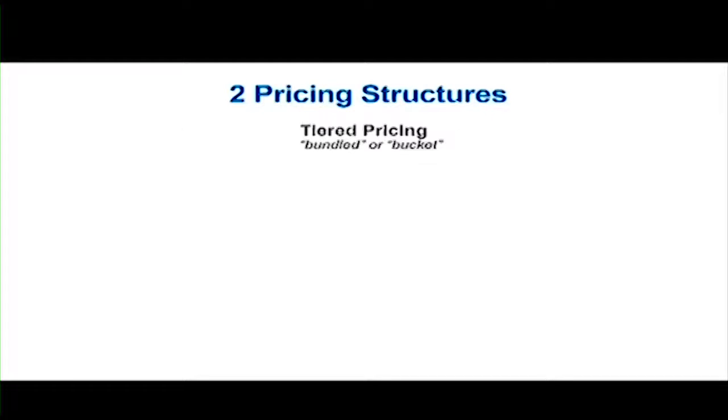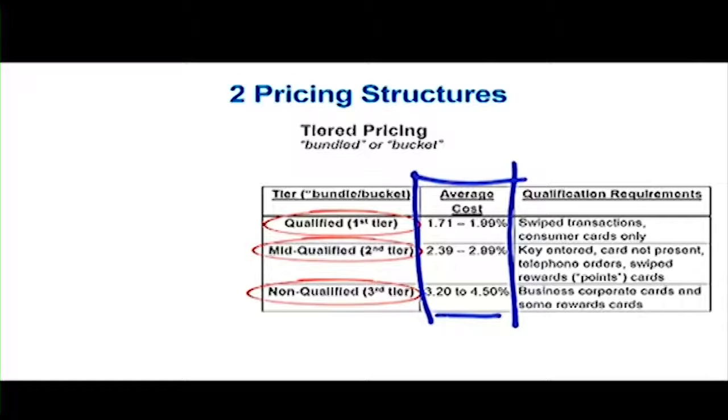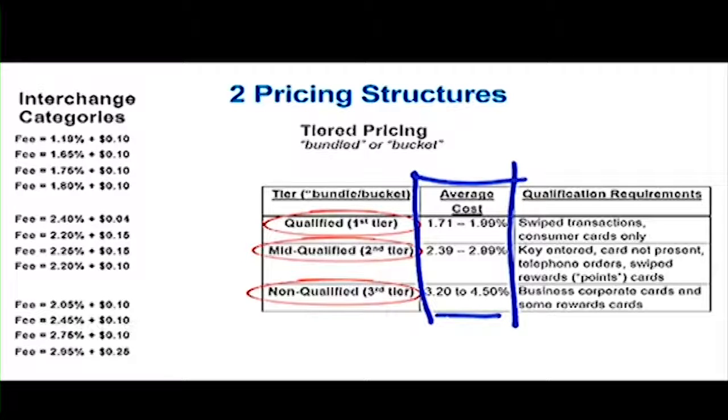Tiered pricing takes hundreds of interchange categories and lumps them into bundles or buckets. The three common tiers are qualified, mid-qualified, and non-qualified, and as you can see from the chart, the rates increase as you move from qualified to non-qualified. Each of these tiers is set and assigned a specific rate by the processing company and can vary from one provider to the next. In fact, they often do. What is considered to be a qualified transaction with provider A might fall into a mid-qualified transaction with provider B.